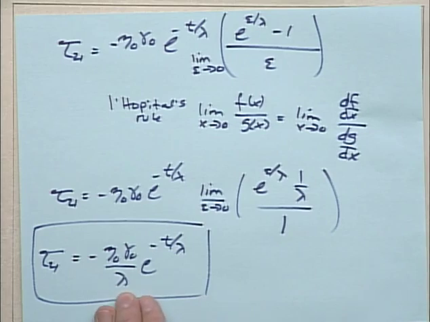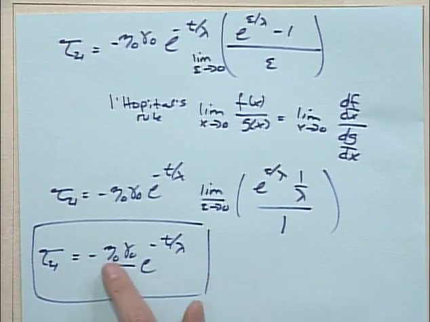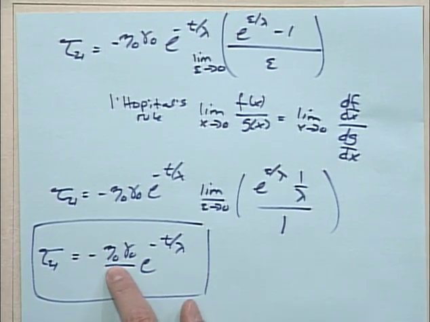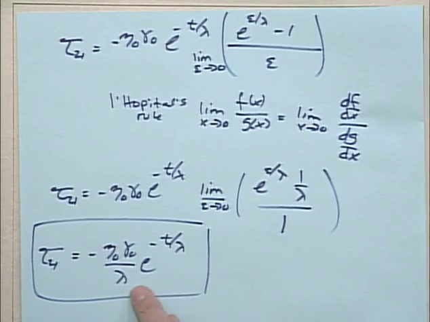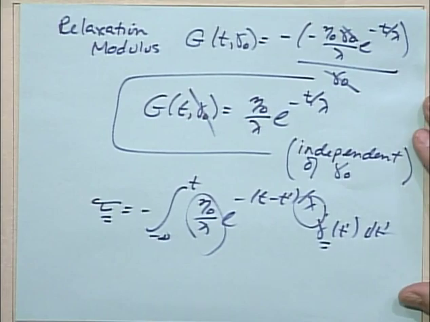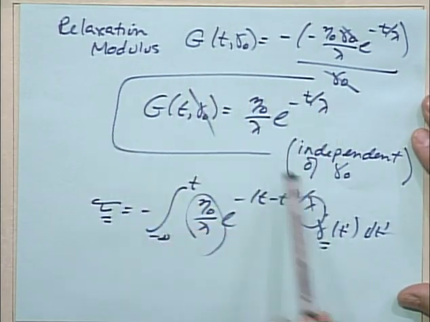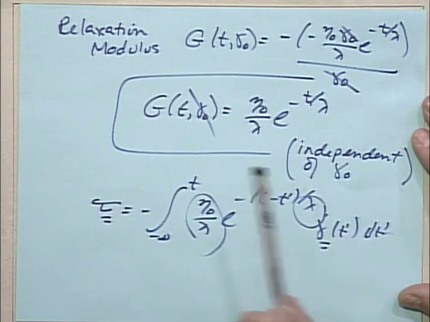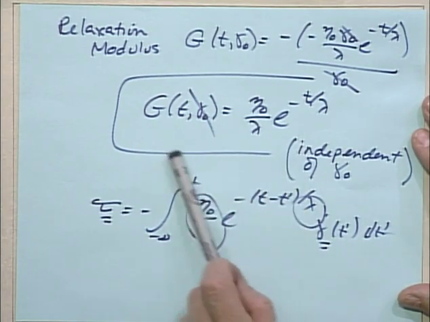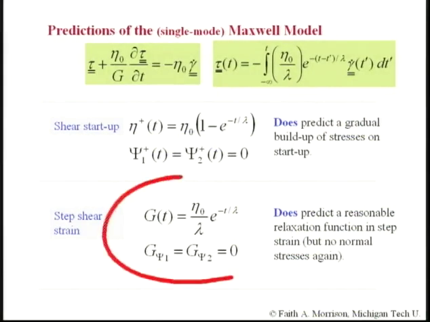So I predicted my stress, and this time lambda does appear. Okay, so in this prediction, both the value of this eta 0 and lambda are important. When I plug them into the relaxation modulus formula, do a little algebra, I get g of t. Now this is interesting, this prediction. We've never seen that before. Here it is summarized.